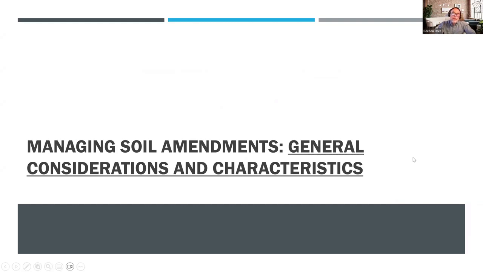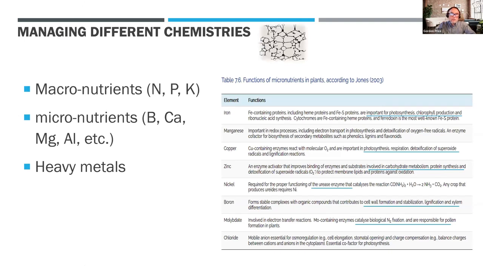So when we're managing soil amendments and we're thinking about the general characteristics of these materials for management, there are a range of considerations that come into play. For instance, we're really managing different chemistries. We're managing the chemistries of the biology as well as the chemistries that are inherent in the materials themselves. So we're managing things, certainly from a crop production perspective, associated with nitrogen, phosphorus, potassium as our macronutrients, but also the whole range of micronutrients as well. Boron, calcium, magnesium, aluminum, and potentially heavy metals, where we need to have some care around the potential mobility of heavy metals into water or the accumulation of heavy metals in soil.